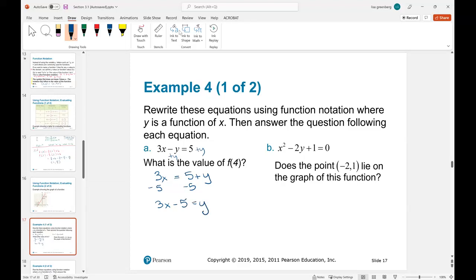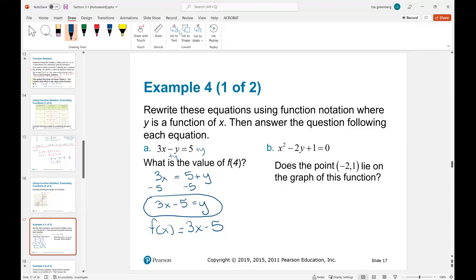Now you could go the other way. I just had that negative y, so I felt like making it positive by moving it to the right. But if you feel more comfortable moving y's to the left and everything else to the right, that's fine as well. So here's my equation with y, but what I'm going to do is change y. I'm going to put this in function notation, which means y is equal to f of x, and f of x equals 3x minus 5.